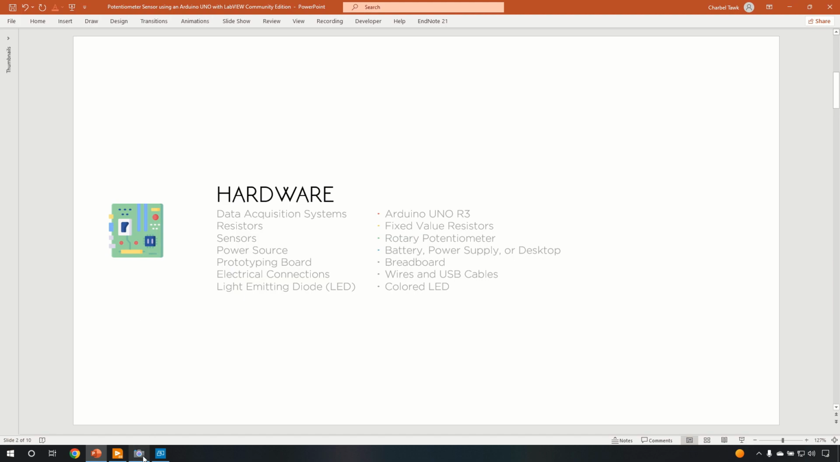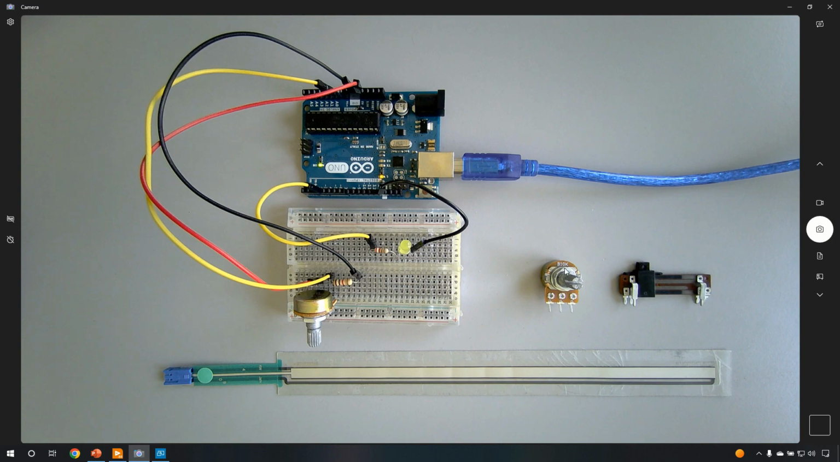So let us go ahead and check again our potentiometer. As we can see here, we have a 10K value written on this rotary potentiometer, which means that its resistance changes between 0 and 10K, as we will see shortly.